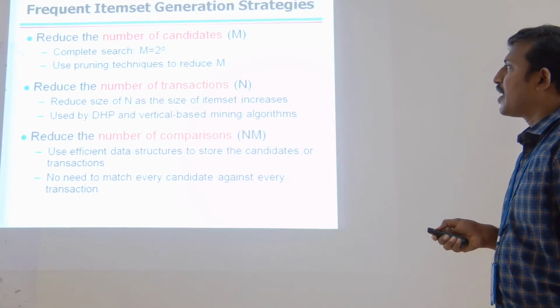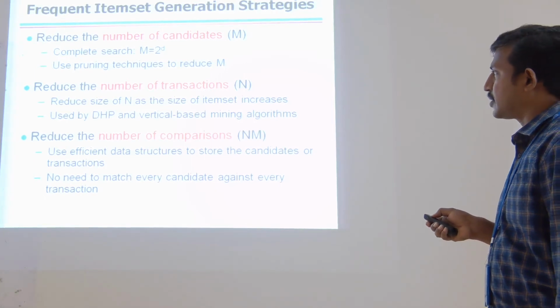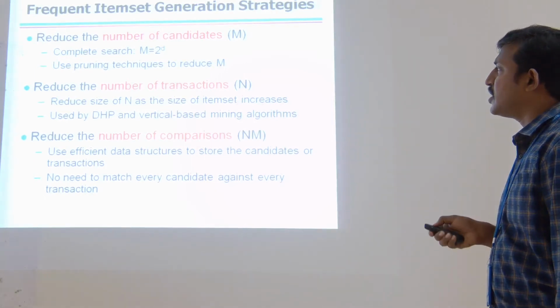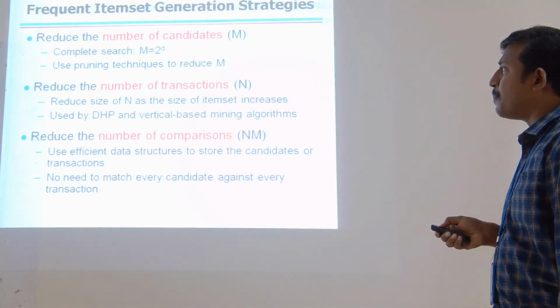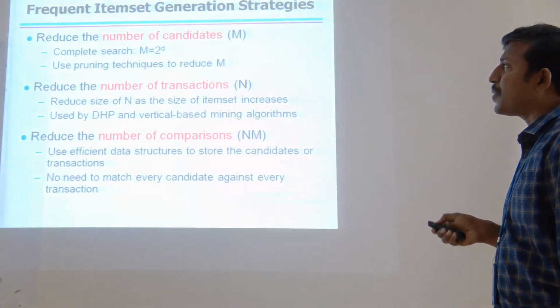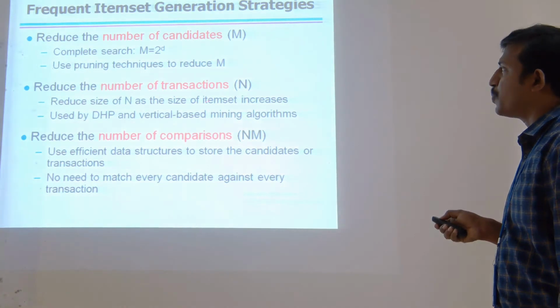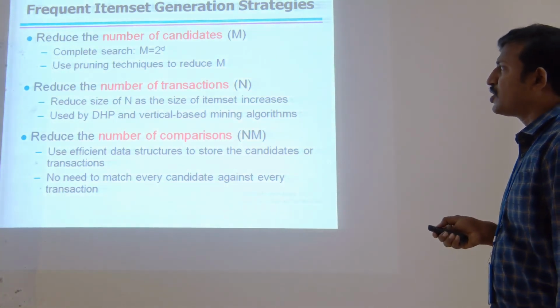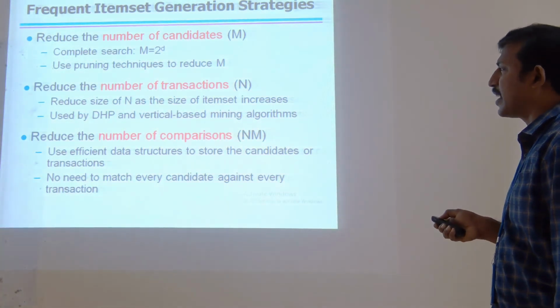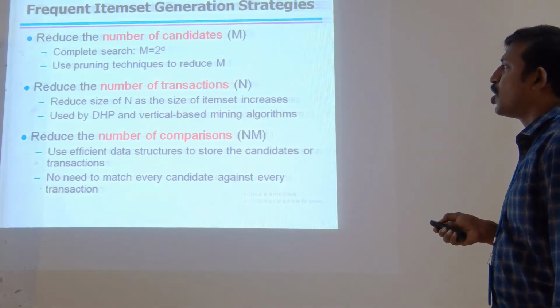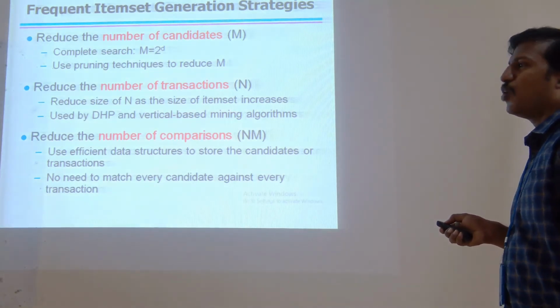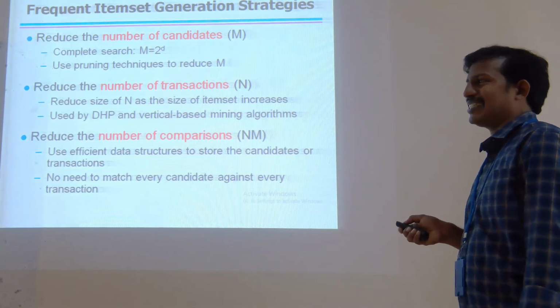The same goes for reducing the number of transactions. If the number of transactions increases, the complexity of the algorithm will also increase. So we either use DHP and vertical based mining algorithms, which are two different algorithms, or to reduce the number of transactions we eliminate the duplicate transactions, that's it.